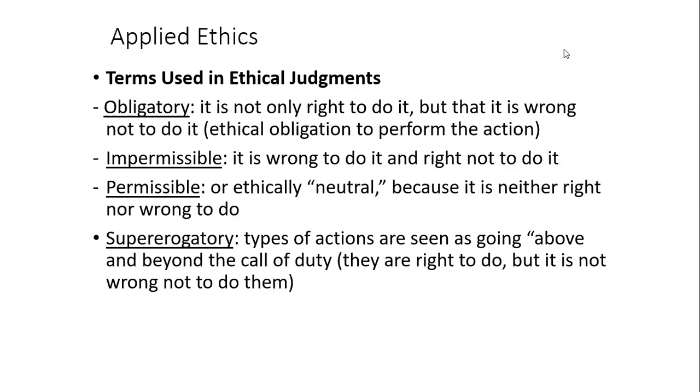Or when we say something is impermissible, it is wrong to do it and right not to do it. So that is impermissible. Or permissible, or ethically neutral, that is neither right nor wrong to do. So maybe like in law, we see that there's some kind of discretion, isn't it? So discretion will probably coincide with what is being called permissible in ethics.